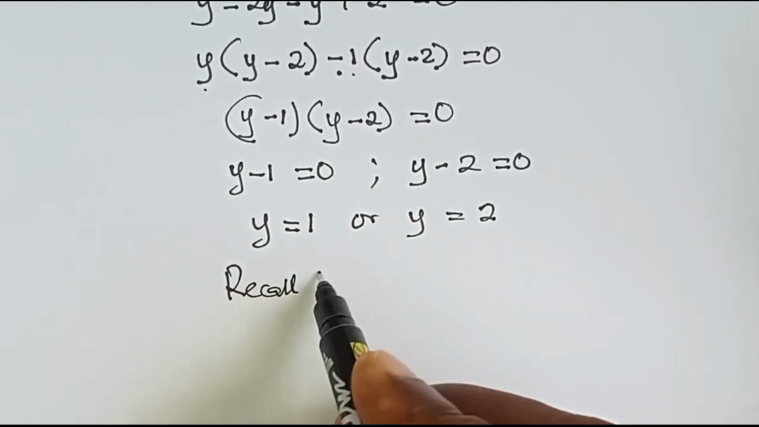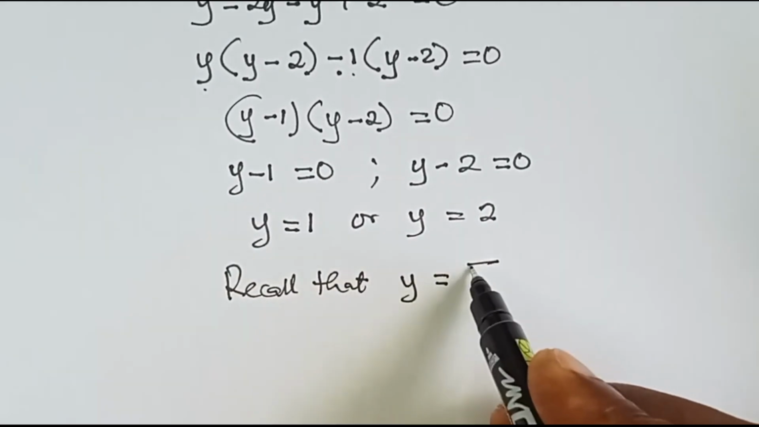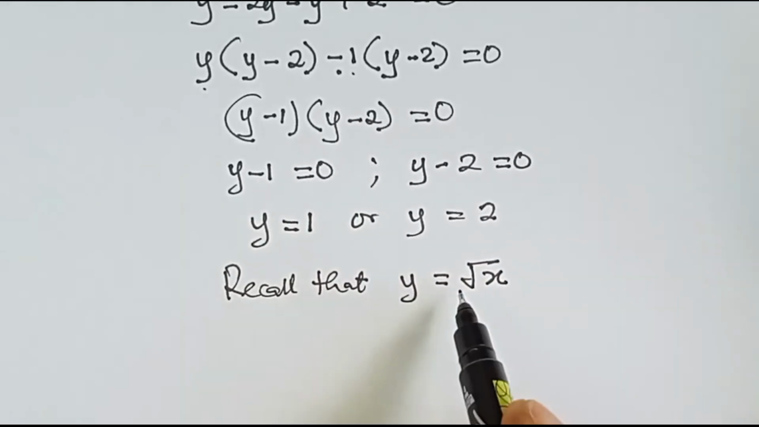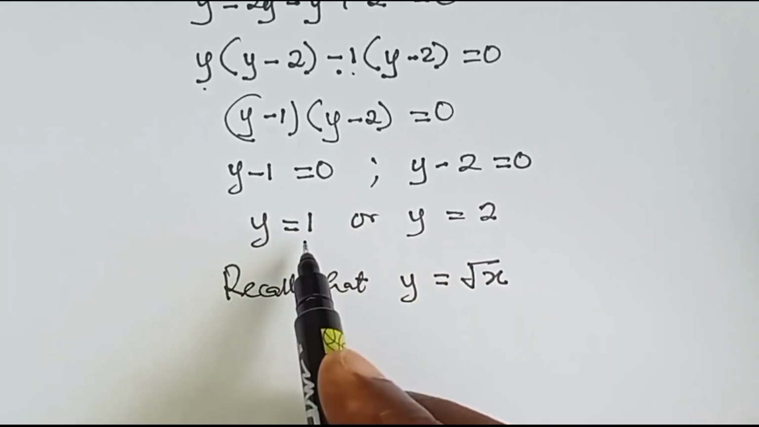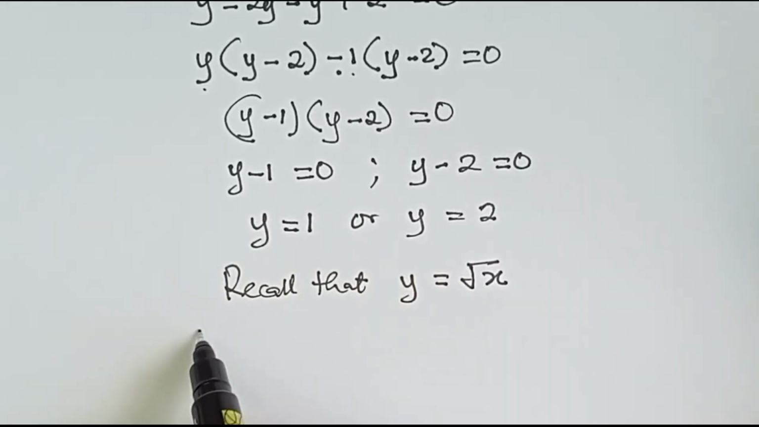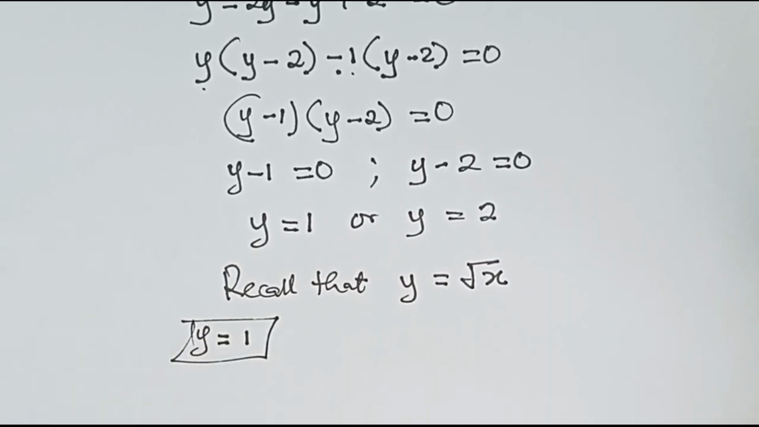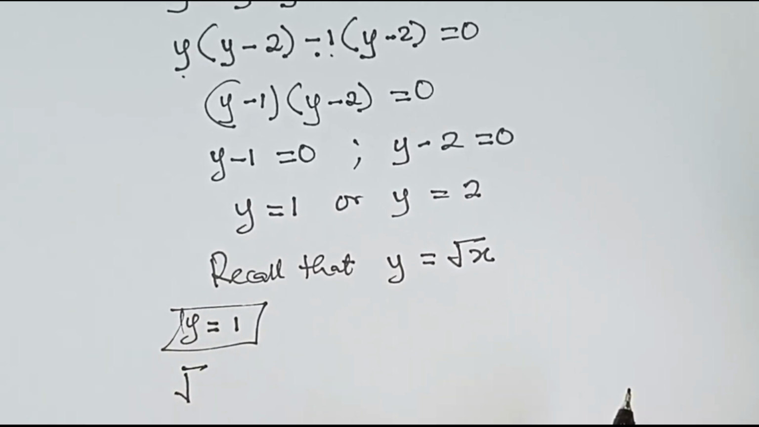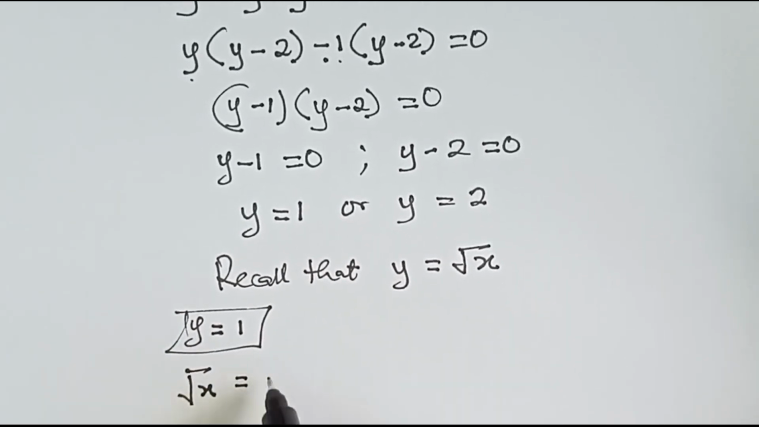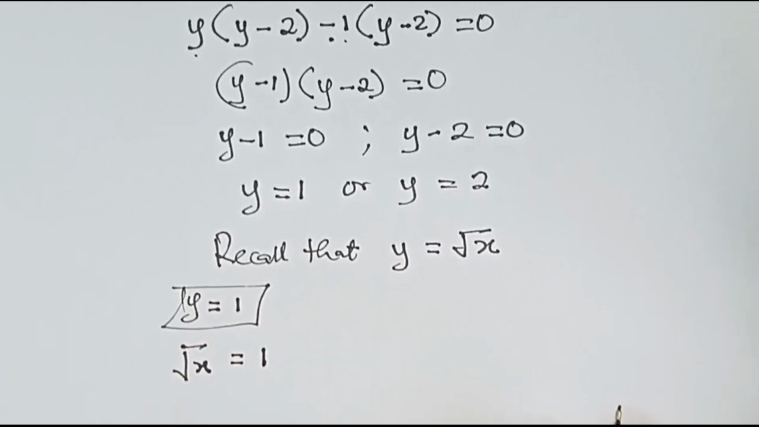So now let's recall that y equals square root of x. It means anywhere we see y, we can write 1 or we can write 2. So let's start with 1. If y equals 1, what will be our x? So we have square root of x equals y, which is 1. Then what do we do? We square both sides.